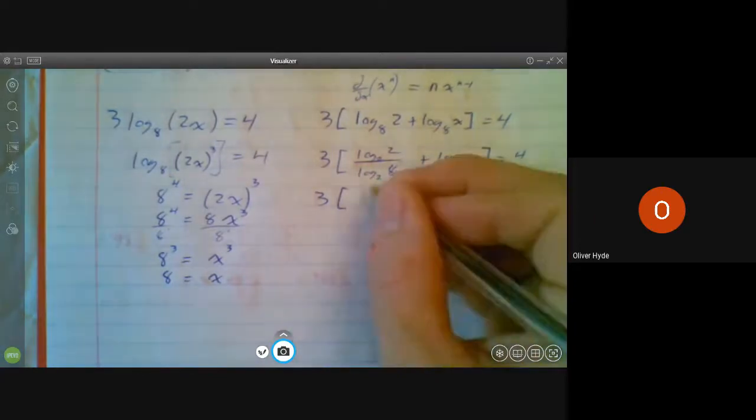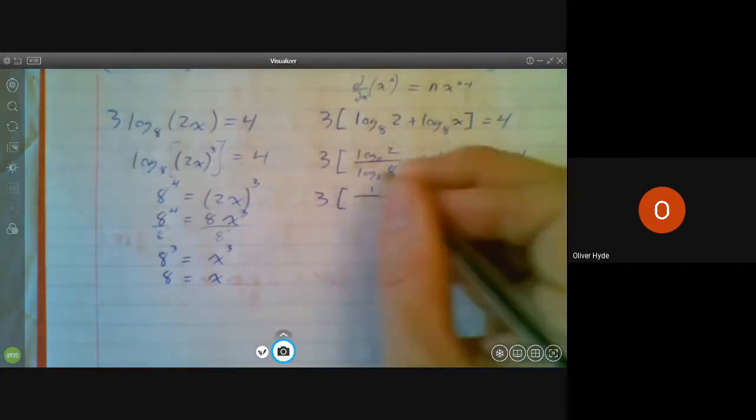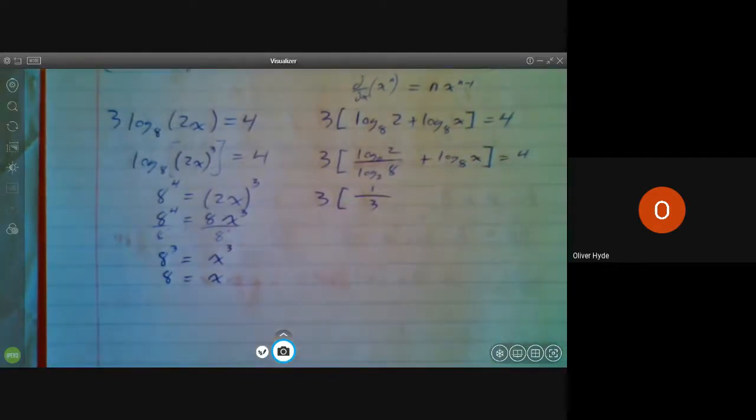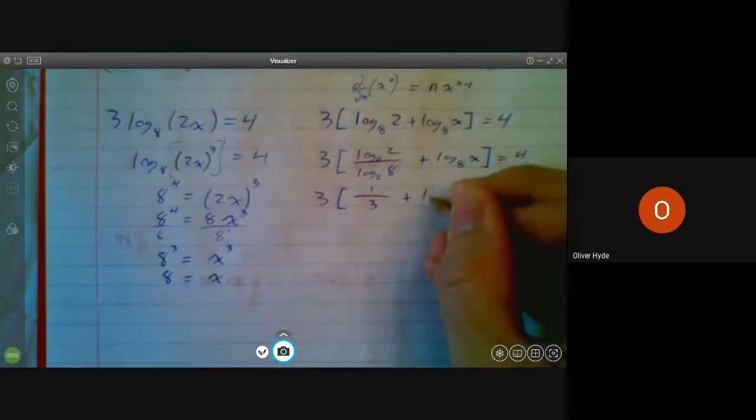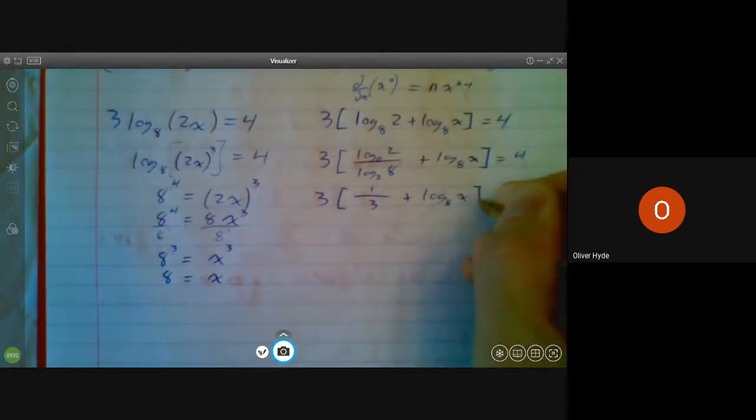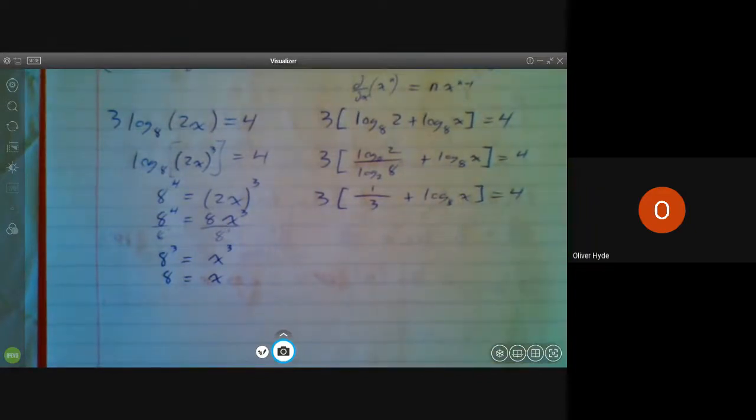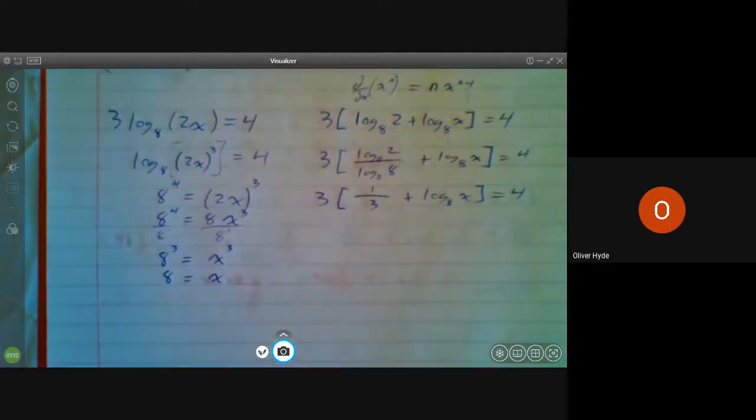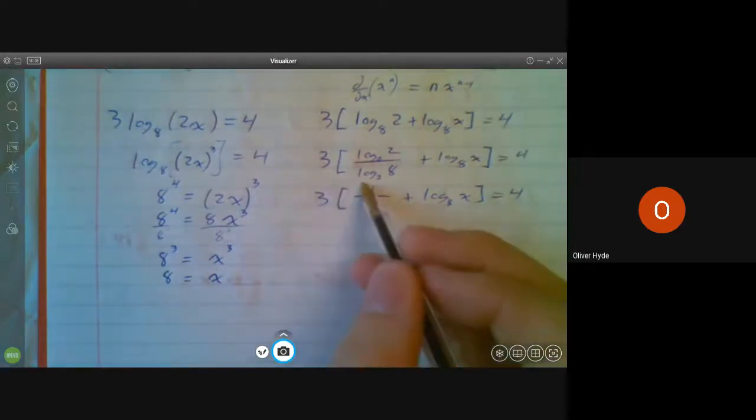Log base 2 of 2 is 1. Log base 2 of 8 is the exponent that I place on a base of 2 to receive the power 8. That exponent is 3. Plus log base 8 of x equals 4. You might have wondered why in this approach I didn't divide both sides by 3. Well, I did that in my first approach. It's really my only excuse. But I guess it kind of pays off here a little bit.